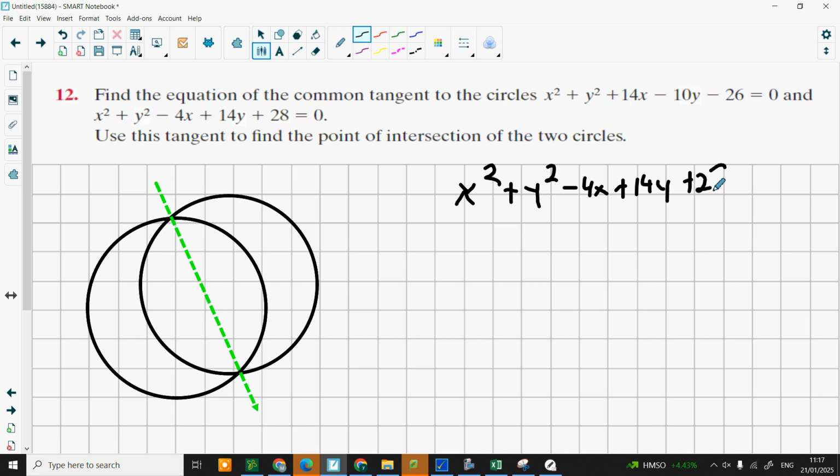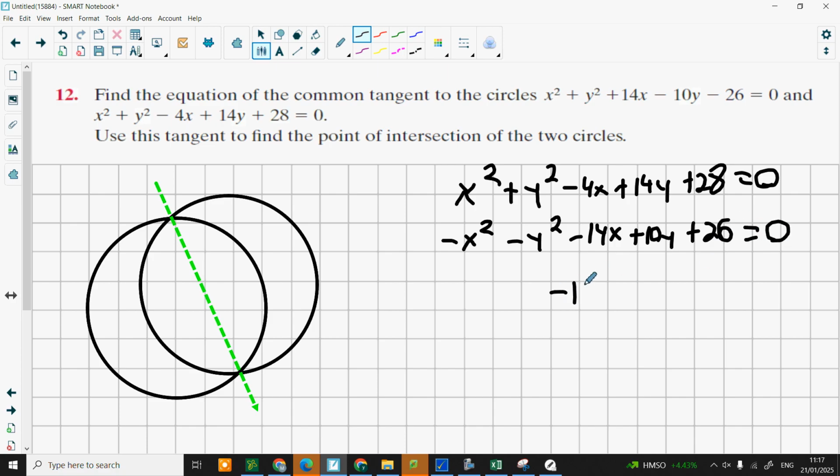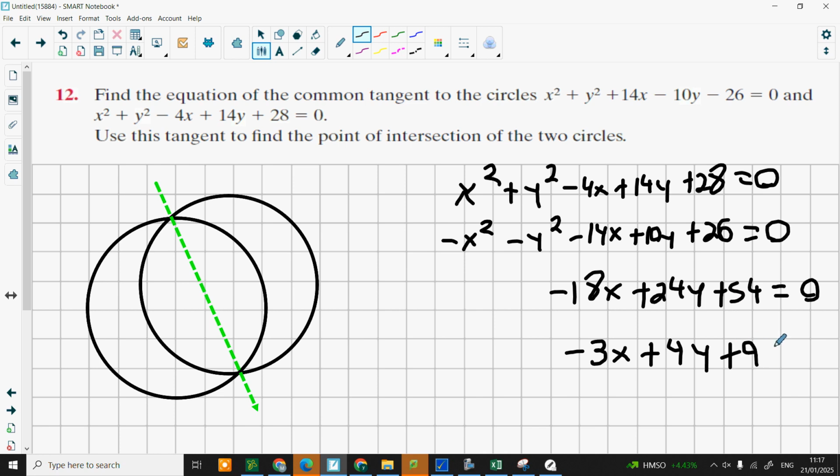Plus 28 equals 0. And then, minus x squared minus y squared minus 14x plus 10y plus 26 equals 0. Did anybody get an answer of minus 18x plus 24y plus 54? And we get something like that? I'm going to divide both sides by 6, I think. I'll get minus 3x, plus 4y, and plus 9 equals 0, yeah?